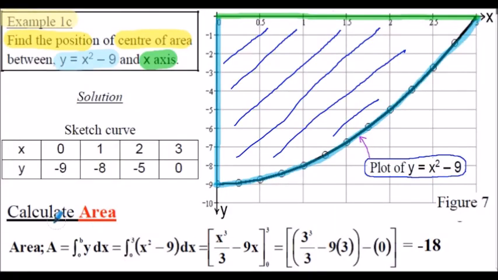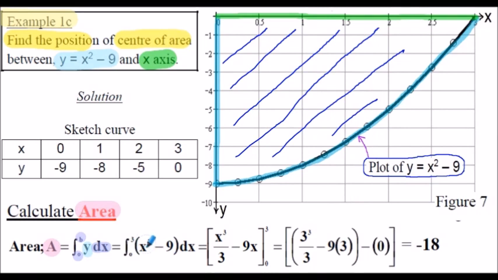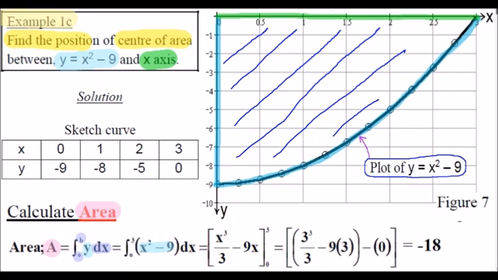So the first thing we'll do is calculate the area A, using our standard integral here, integrating the function y with respect to x between the limits of 0 and b. In this case we're integrating x squared minus 9, that's our function of x, with respect to x between the limits of 0 and 3. Here's our 0, here's our 3, the range of x in this case.